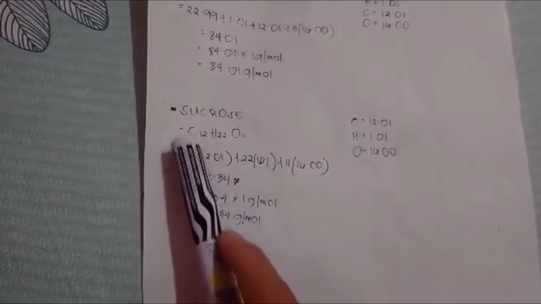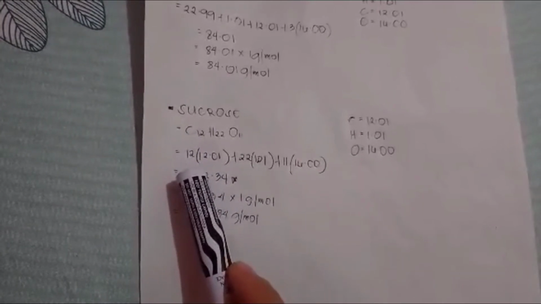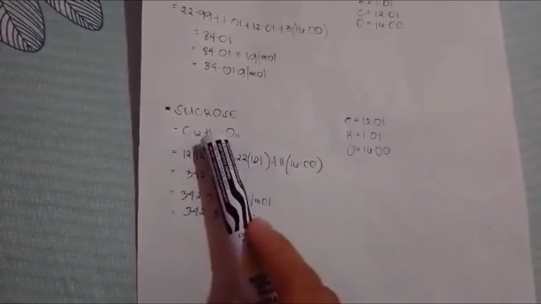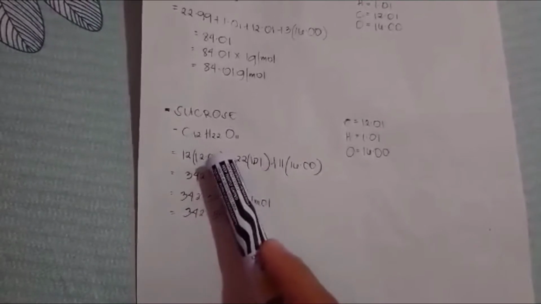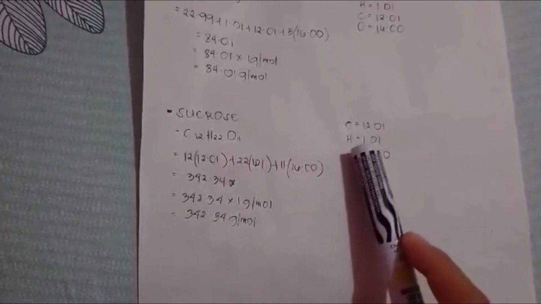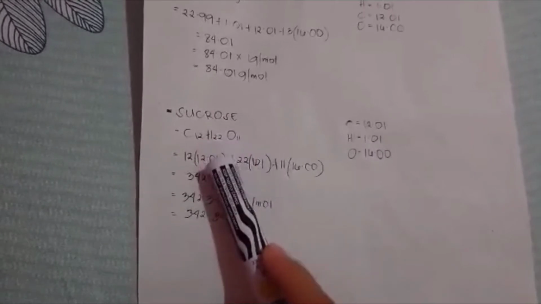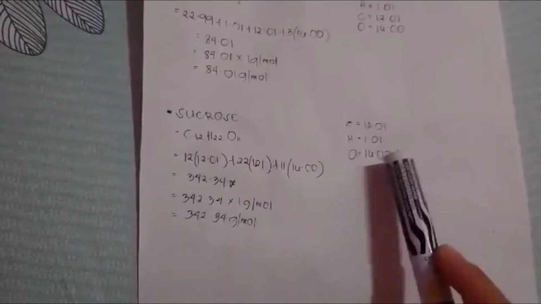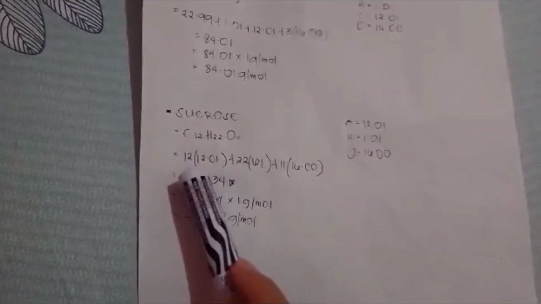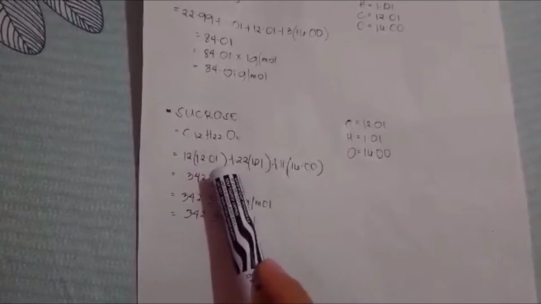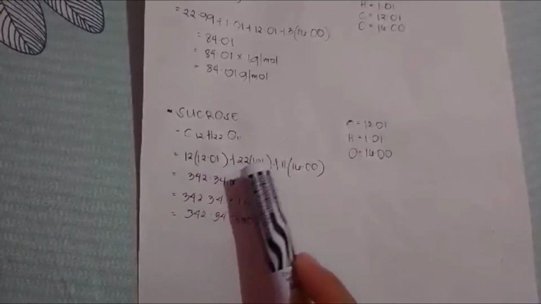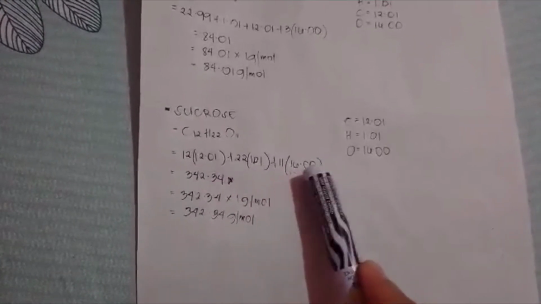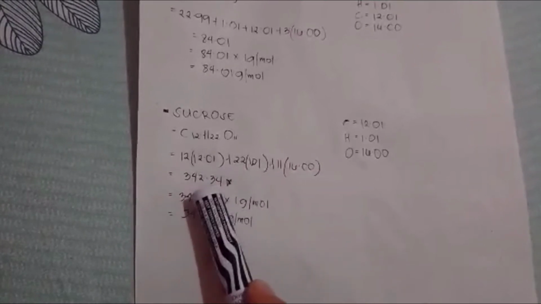Second step is we need to add all these atomic masses. But since C here has 12 atoms, we need to multiply 12 by its atomic mass, which is 12.01, and the hydrogen here has 22 atoms that we need to multiply by its atomic mass, which is 1.01, and the oxygen here has 11 atoms that we also need to multiply by its atomic mass, which is 16.00. So 12 times 12.01 plus 22 times 1.01 plus 11 times 16.00 equals 342.34.